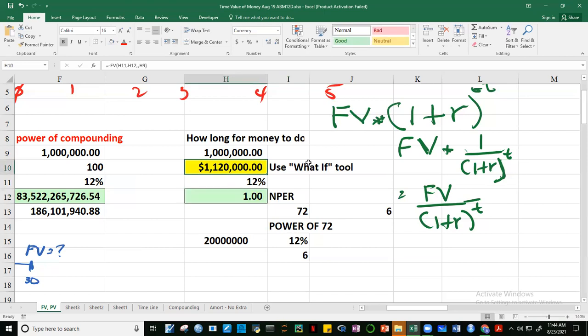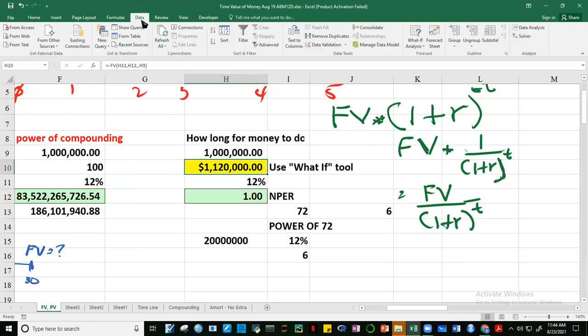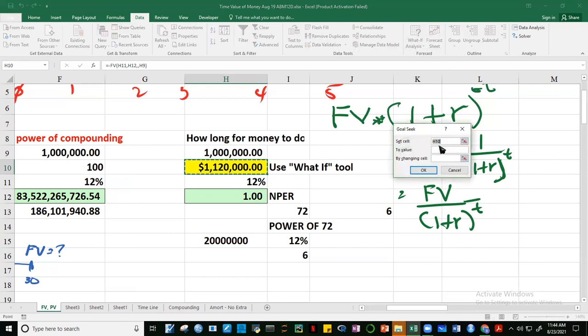So there are several ways to do this. Ang titingnan muna natin dito yung goal seek. We can use goal seek, no? Remember we did goal seek before. So set cell natin, ang set cell natin ito, yung 1,120,000. To what value? Dapat madoble yung pera natin, dapat maging 2 million to.